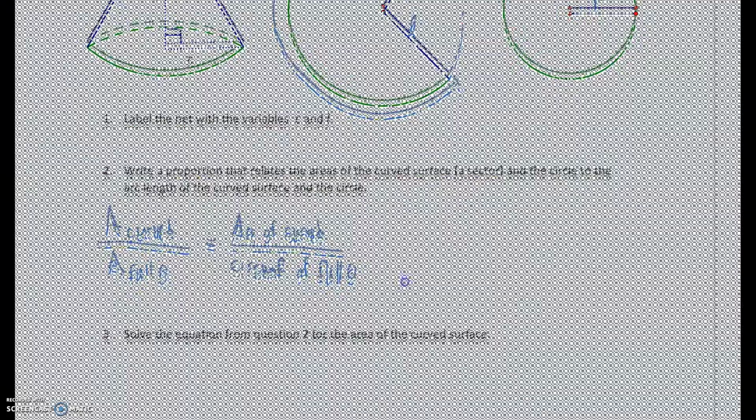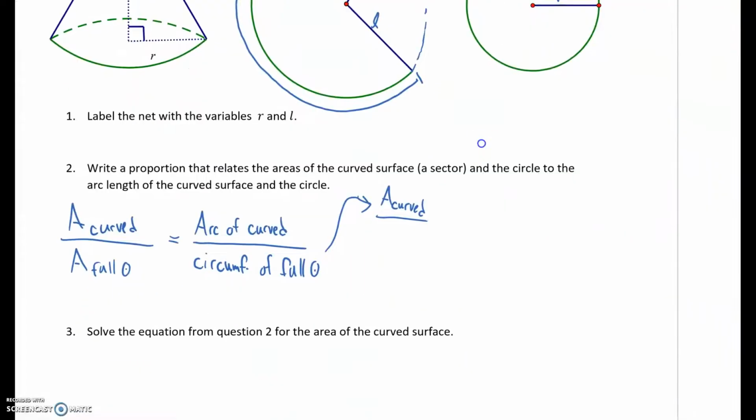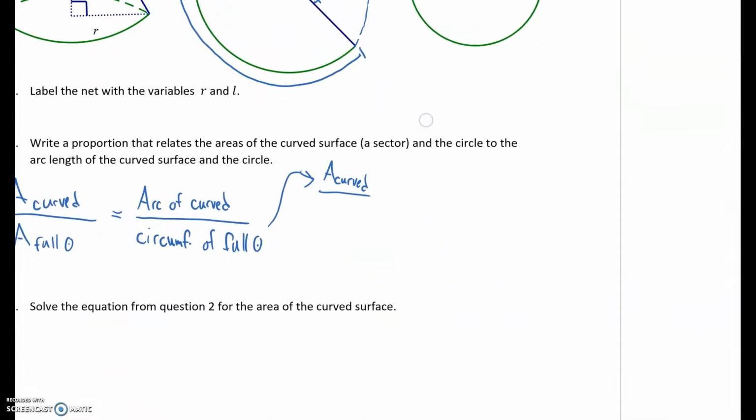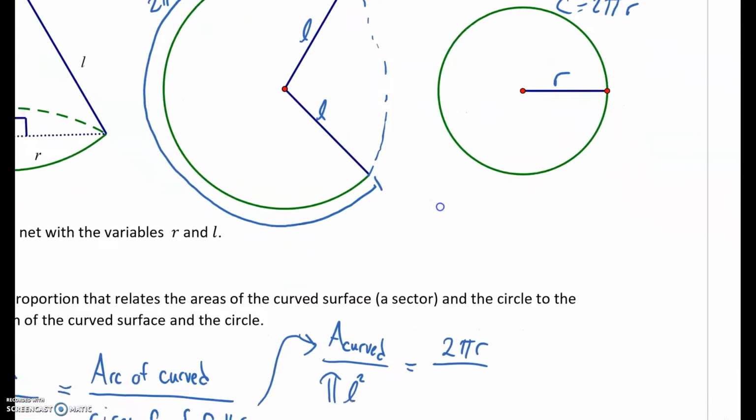Okay, so we actually have some values that we can plug into this. So area of the curved surface, that's what we're searching for, so I'm still going to keep that over the area of the full circle right there. Remember, that's a full circle that we're talking about in the middle there. Its radius is L, so the full circle is going to be pi, instead of r squared, it's L squared. And that's equal to the arc of the curved surface, which we said was 2 pi r. And then the circumference of the full circle, if this full circle has a radius of L, means it's going to be 2 pi L.